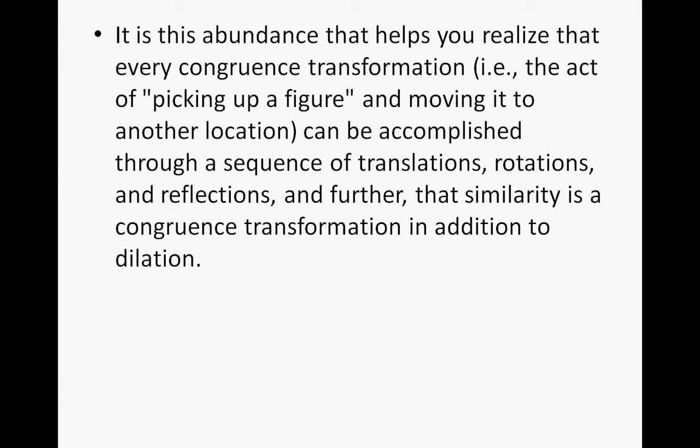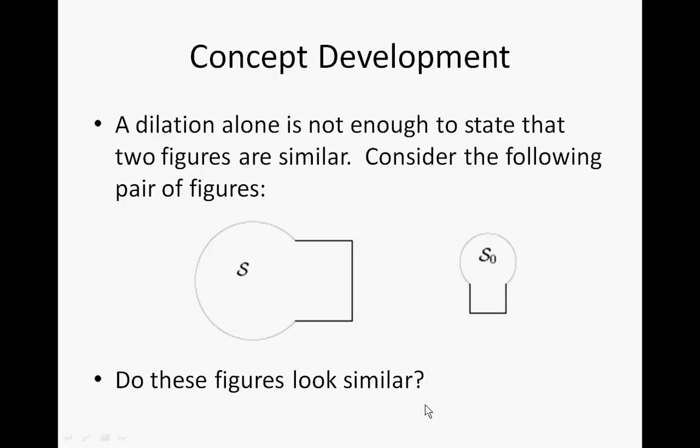It is the abundance that helps you realize that every congruent transformation, the act of picking up a figure and moving it to another location, can be accomplished through a sequence of translations, rotations, and reflections. And further, that similarity is a congruence transformation in addition to dilation. That's going to be the big main topic: similarity is obviously a dilation, but it's also a congruence. And remember, congruence is a rotation, reflection, or a translation. All right, so let's go ahead and start our topic about similarity.